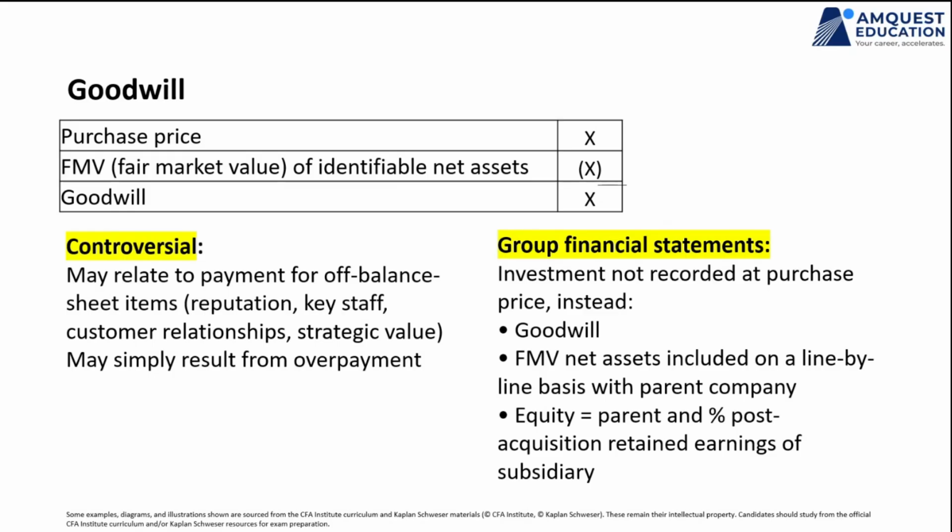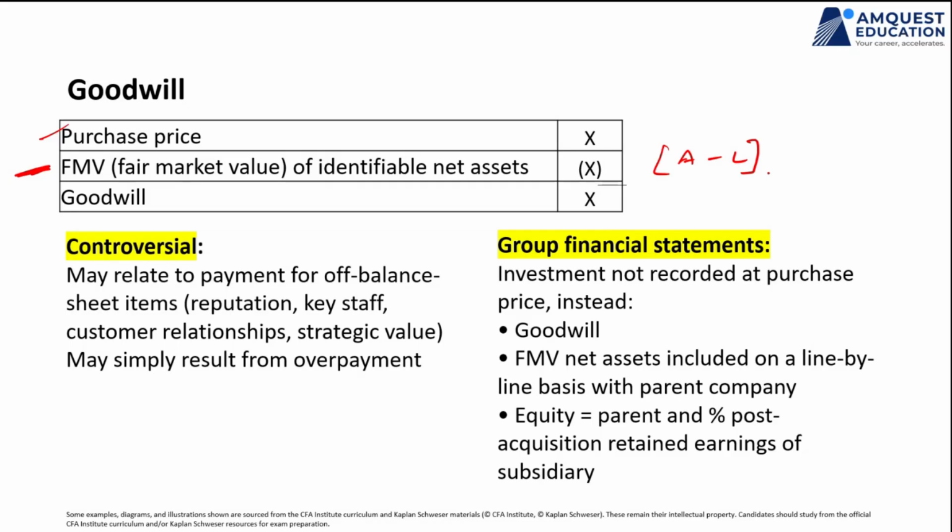Now, purchase price, as I said, the equation, what we already talked about, how to calculate goodwill: purchase price minus fair market value of identifiable net assets. And when they say net assets, it is assets minus liabilities. What you will get is goodwill.